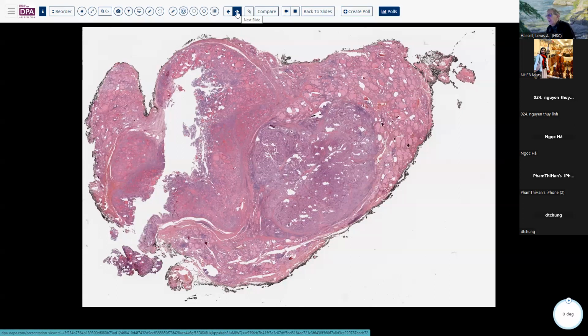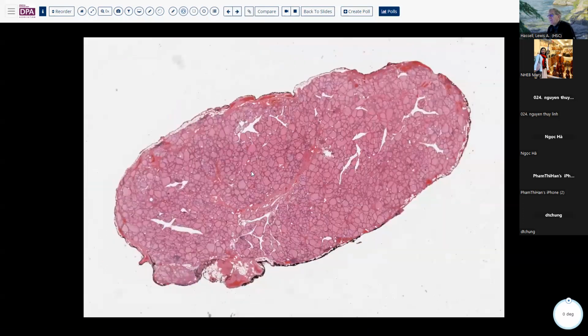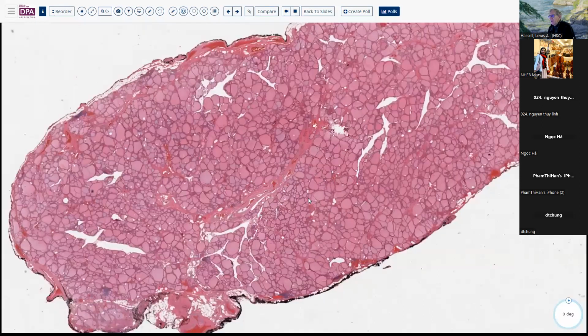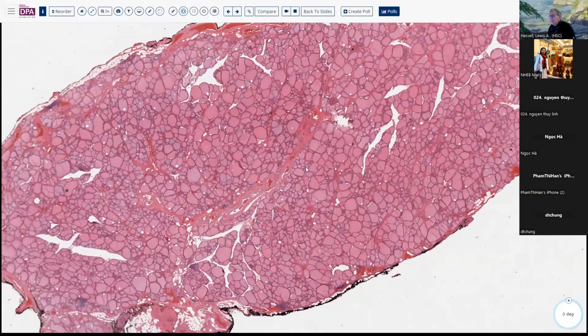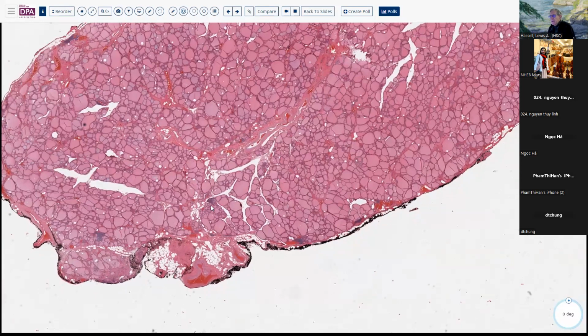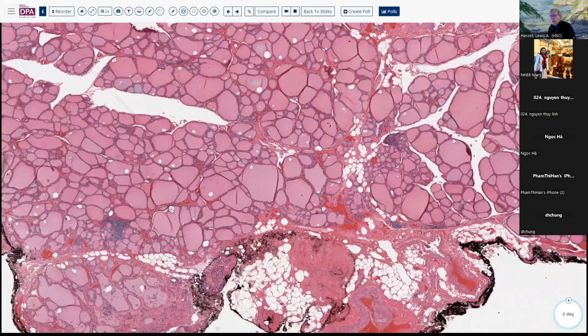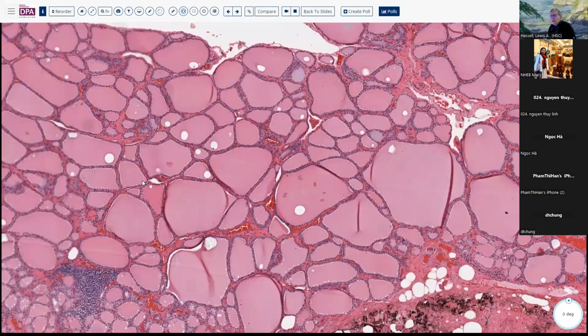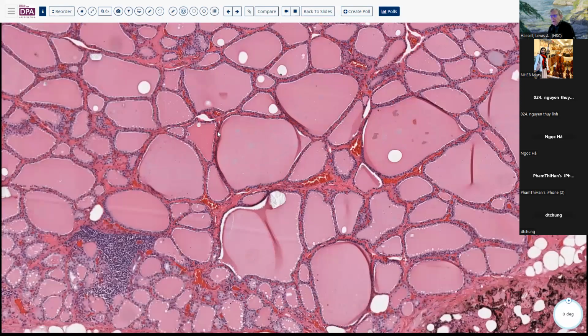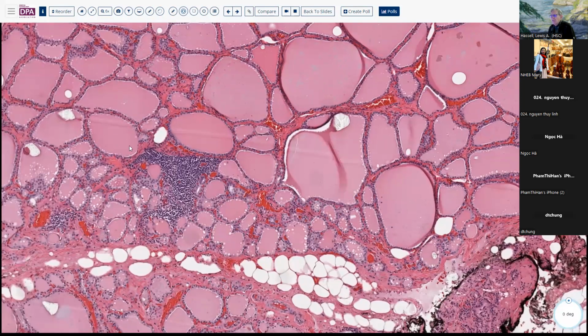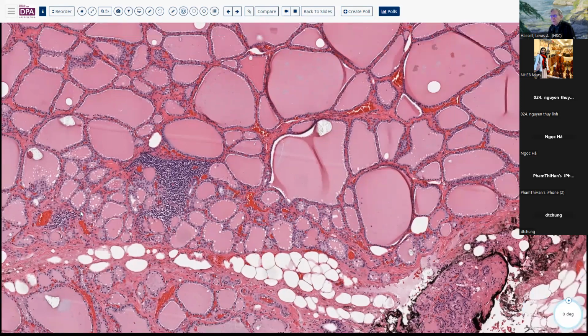So I think enough said about that lesion. Let's stay in the thyroid and talk about the other component lesion that we can identify in the thyroid, and that is related to the parafollicular or C cells. So here we have what looks like fairly normal thyroid tissue. We have a few lymphoid clusters here.